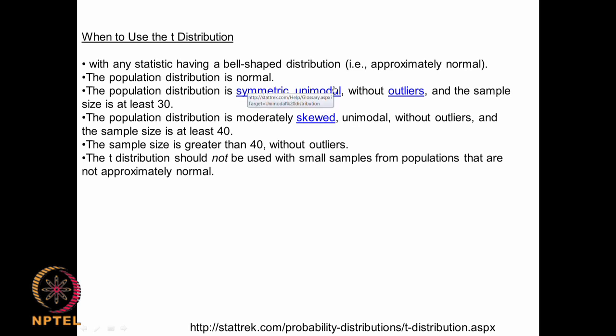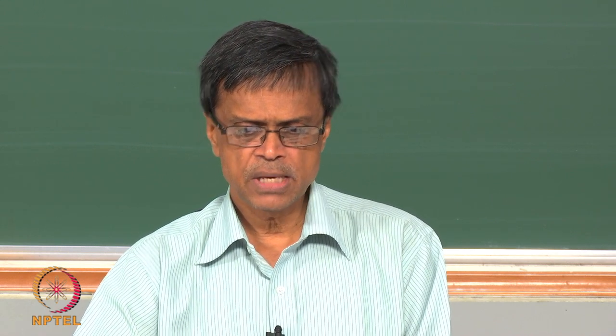You should not have bimodal. I taught you what is mode, that's the central tendency. And it should not have outliers. If you have a sample of 30, it should not have outliers, it should be symmetric and unimodal.